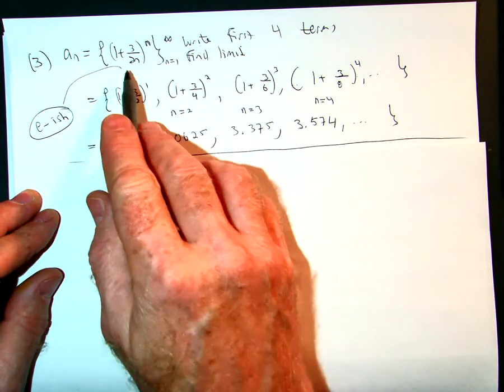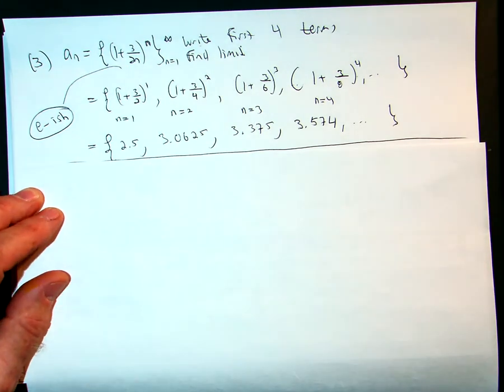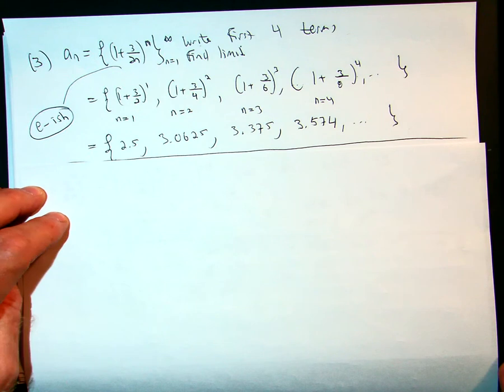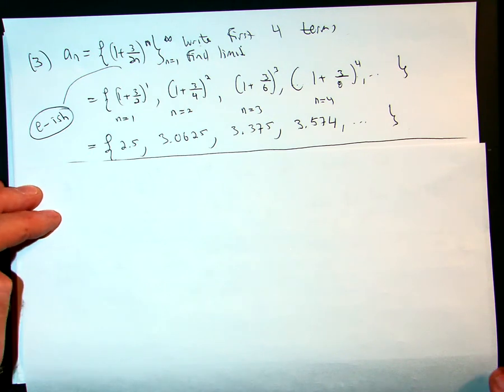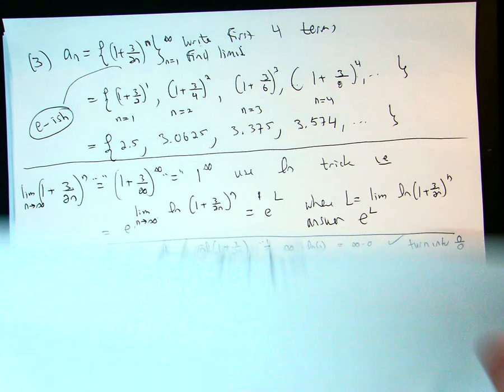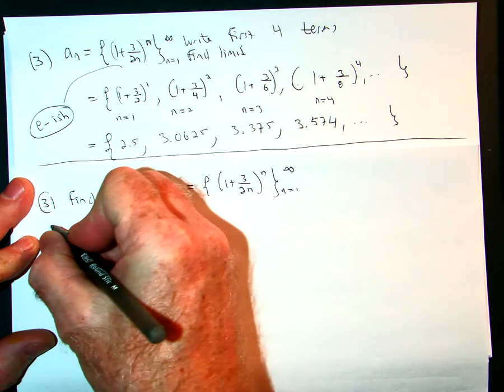So this limit's kind of e-ish, as you see. And so those are what the first four terms look like. So I'm guessing the limit's going to be somewhere in the 3's, so bigger than 3.5, maybe 3.6, 3.7, we'll see. Okay, so I'm going to do the limit now. So I'm going to find this limit, and I set it up this way.